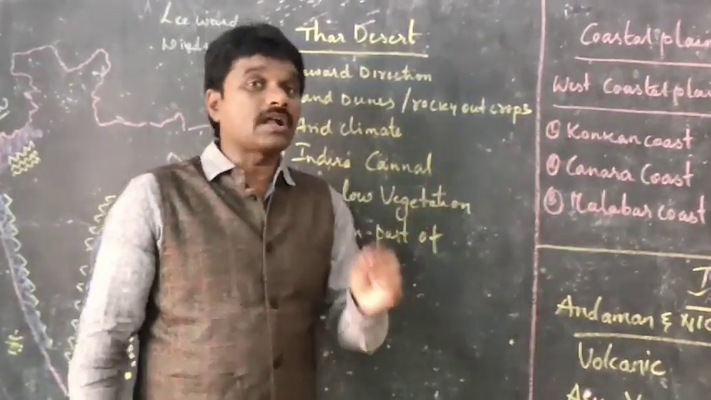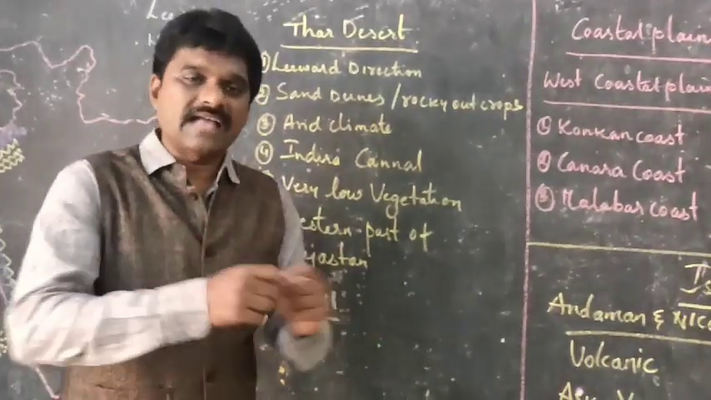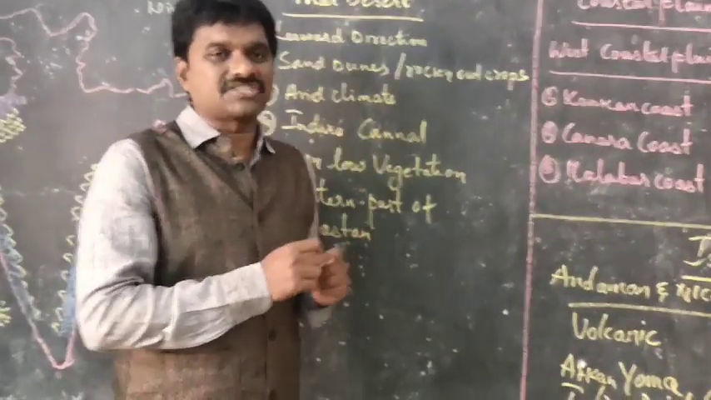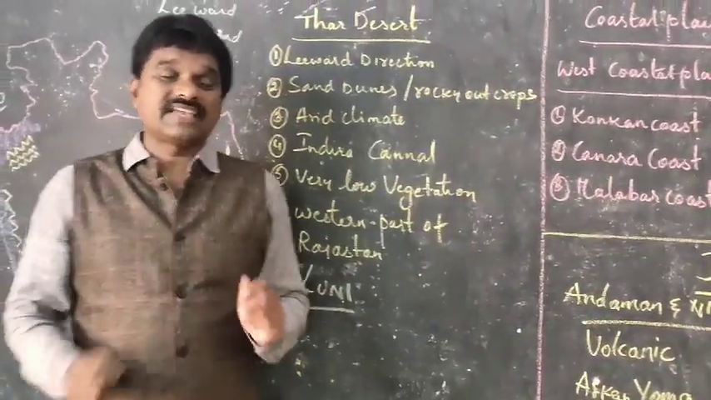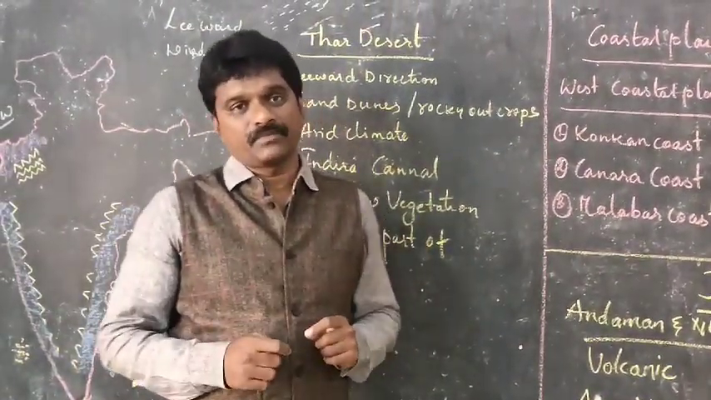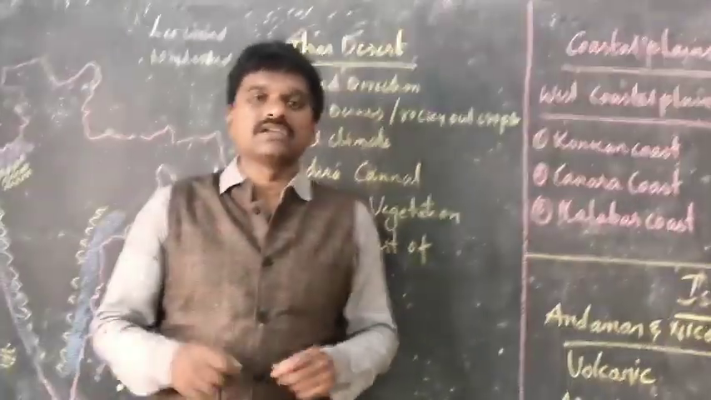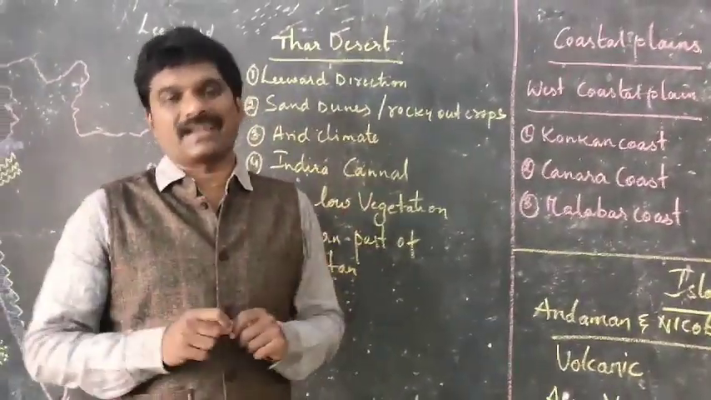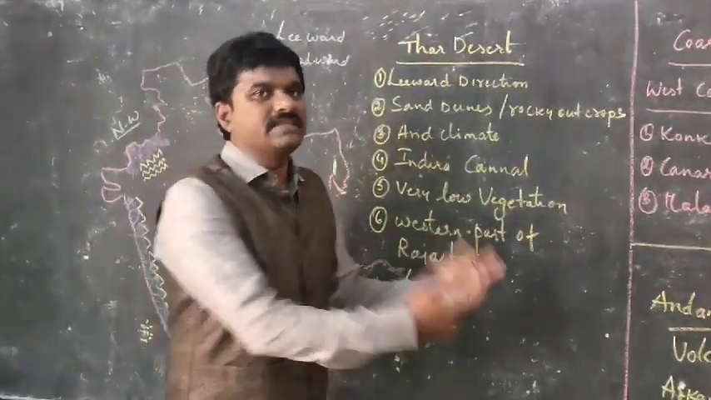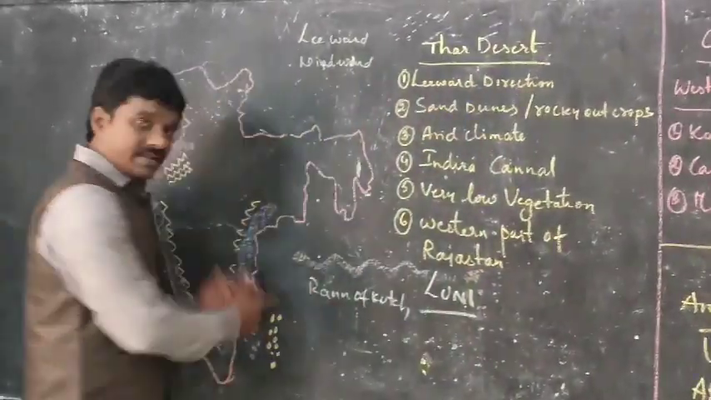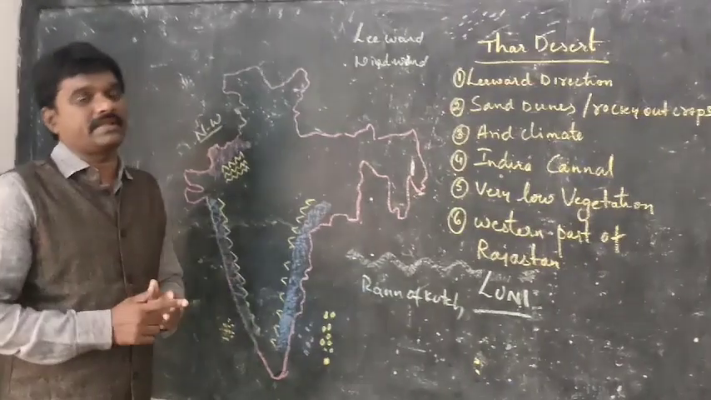One is called the Konkan Coast, which has a part of Maharashtra and Goa. The Canara Coast, which has a part of Karnataka, and the Malabar Coast, which is a part of Kerala. So that is about the West Coastal Plain. Now coming to the East Coastal Plains. So where is the East Coastal Plain located?